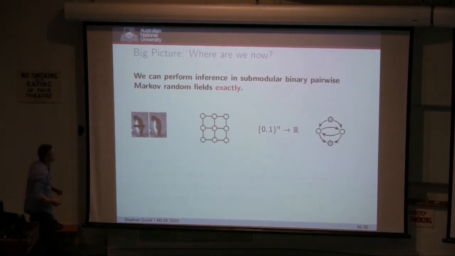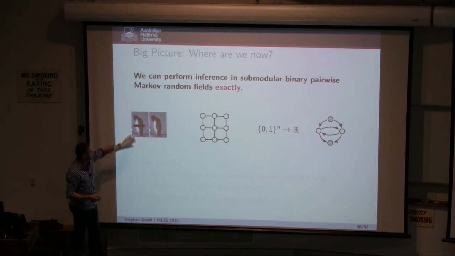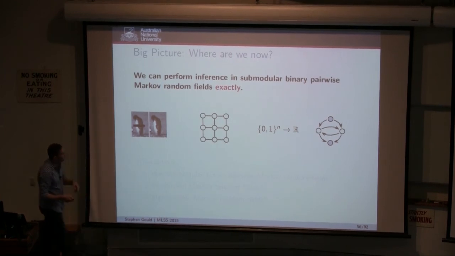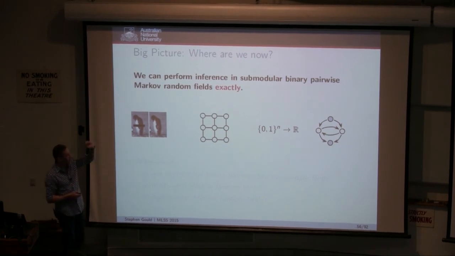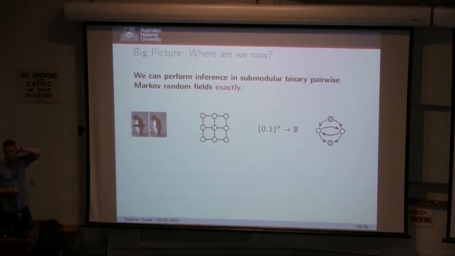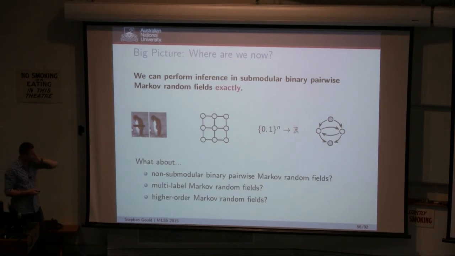Well, we've now shown that we can take our, say, pixel labeling algorithm, represent it as a Markov random field, and if it's a binary Markov random field that's submodular and only has pairwise terms, we can use graph cuts to solve the inference problem exactly.